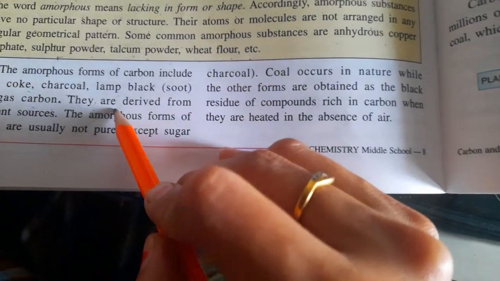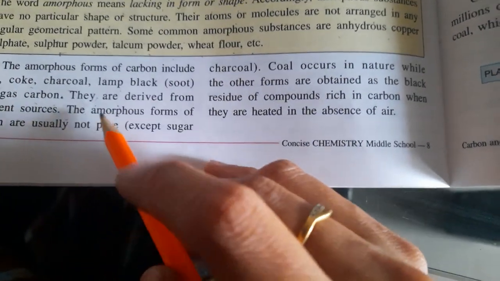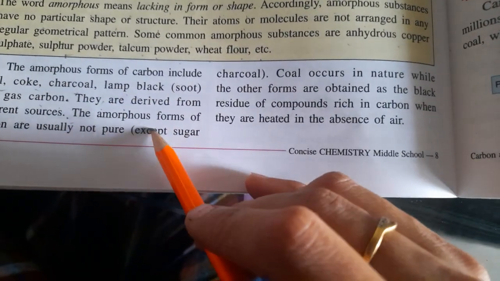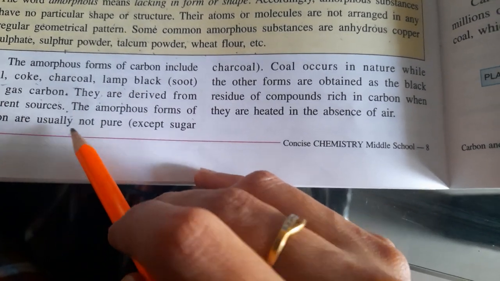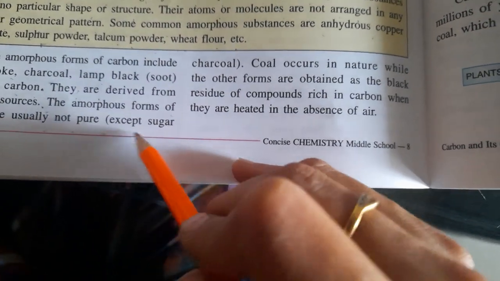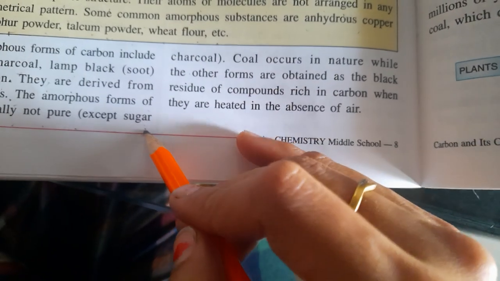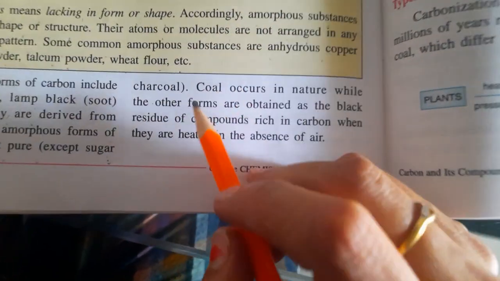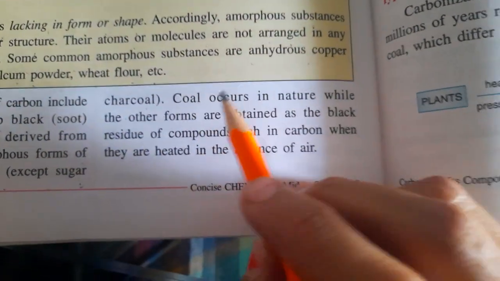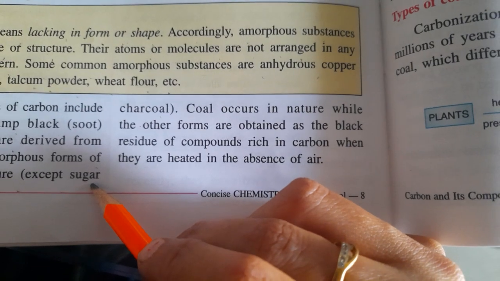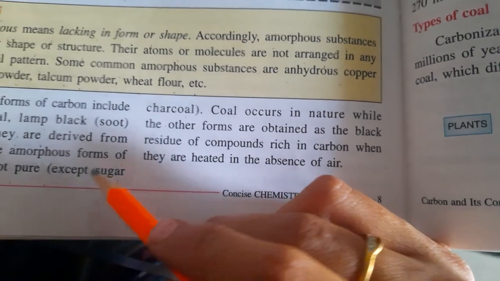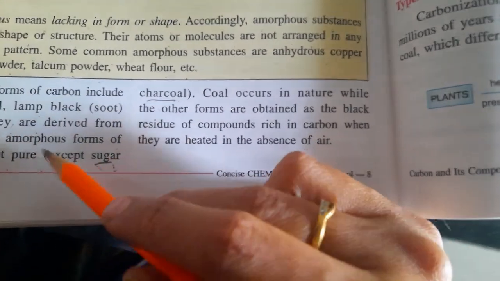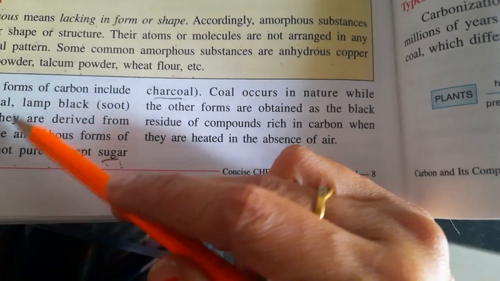These are derived from different sources, which means we can find all these materials in different ways. The amorphous forms of carbon are usually not pure. They are very impure, except sugar charcoal. Sugar charcoal is what forms when we burn sugar crystals, and the black crystals formed are called sugar charcoal. That is the purest form, but the other substances are not that pure.